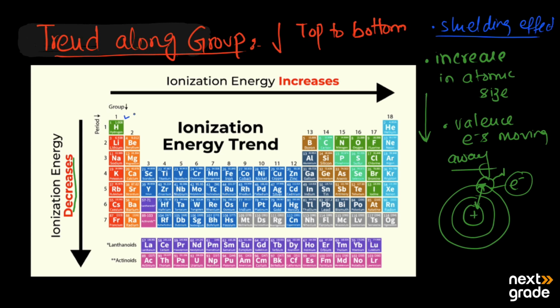So here we can see that hydrogen has more ionization energy as compared to lithium, and lithium has more as compared to sodium, and sodium has more ionization energy than potassium. So there is a decrease in the ionization energy when we move from top to bottom. On the other hand, when we move from left to right, there is an increase in the ionization energy. The reason is that the nuclear charge increases when we move from left to right in the periodic table.